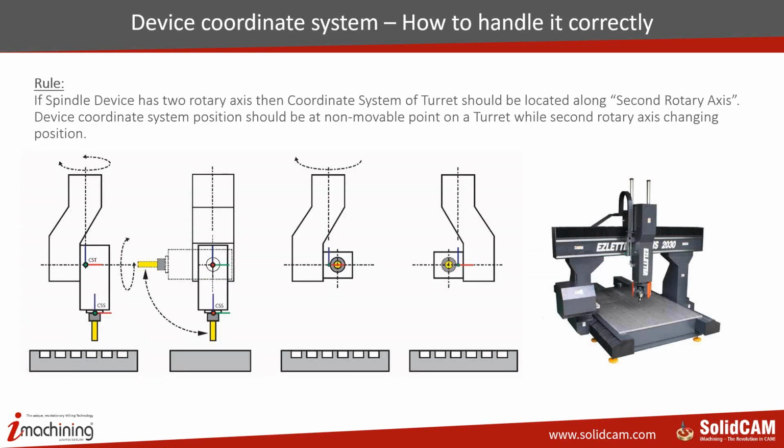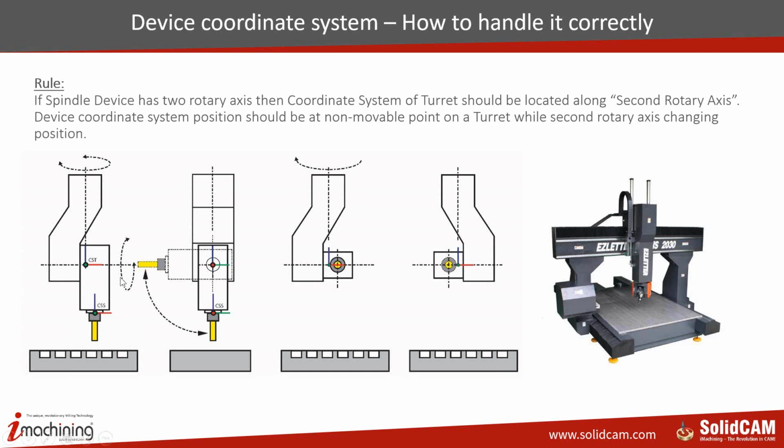And here I have another example, when we have a head. Many of you asked about this, and what is the rule? Now, the rule is very simple. It's the same as in the previous one, where the coordinate system position should be at the rotary point of the second rotary axis. The same thing applies on the head. The coordinate system should always be along the second rotary axis. Okay, just follow this rule and you will never have any mistakes, and you will never get any error message.